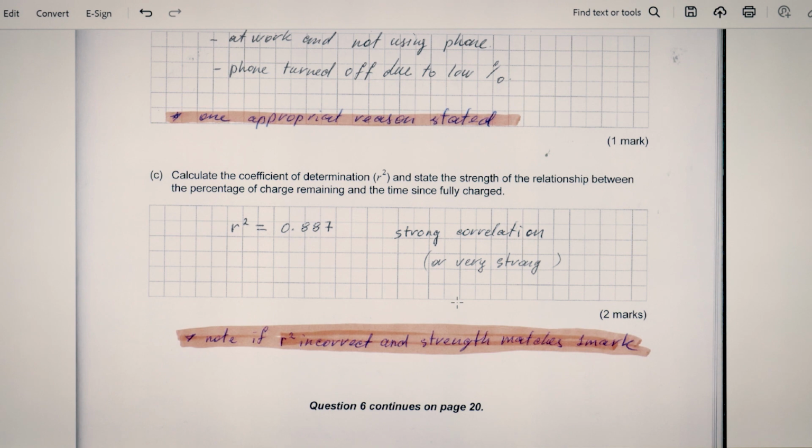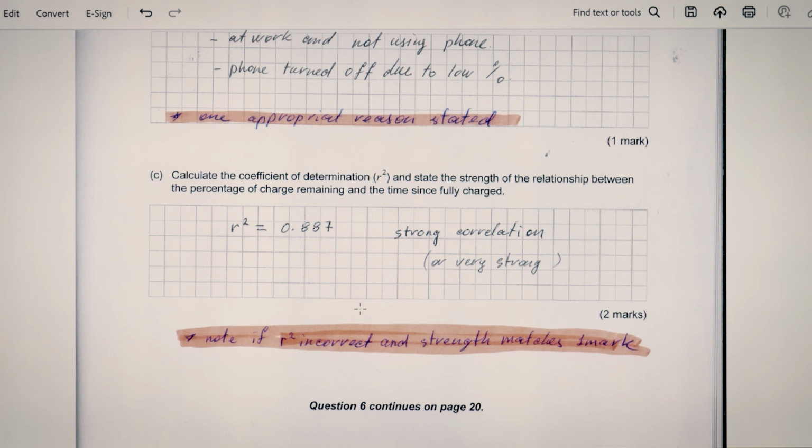If they go, R squared is 0.887, okay, therefore 88.7% on the calculation being blah, blah, blah, they get the second mark because it's asking for the strength. No, they want the strengths. Just interpreting what the coefficient of correlation is, no one asked them to do that.